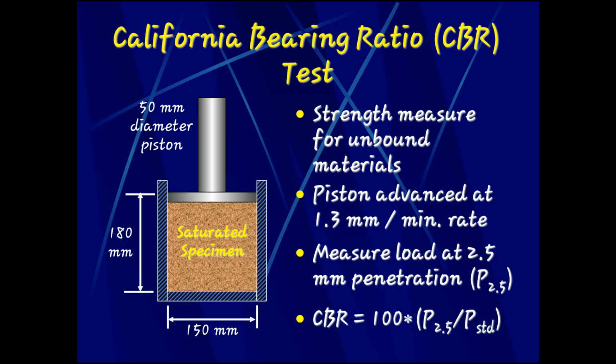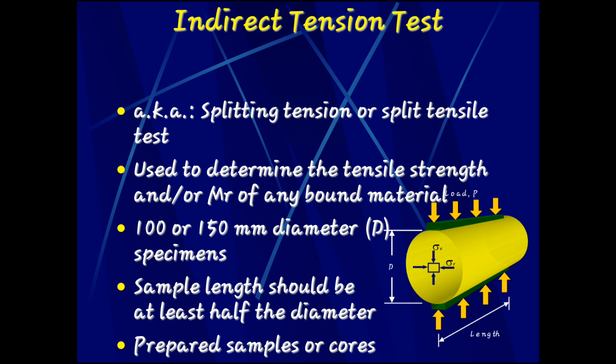California bearing ratio, or the CBR test. So you can see the saturated specimen. It has a 50 mm diameter piston. Height is 180 mm and the width is 150 mm. It is a strength measure for unbound material. The piston advances at a rate of 1.3 mm per minute. Measure load at 2.5 mm penetration. CBR equals 100 times P 2.5 over P STD.